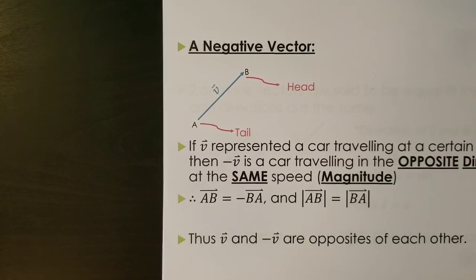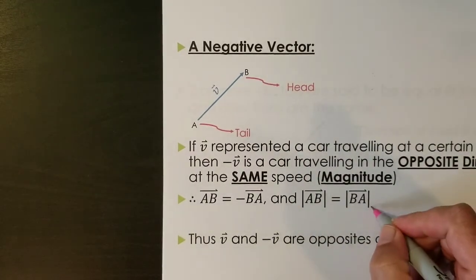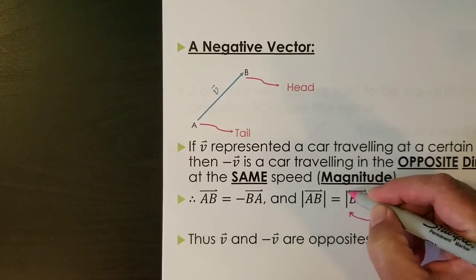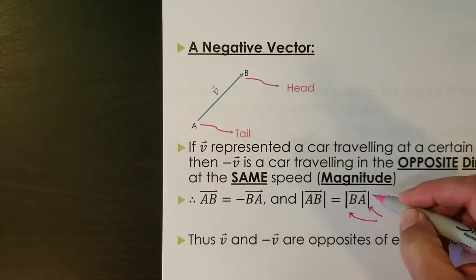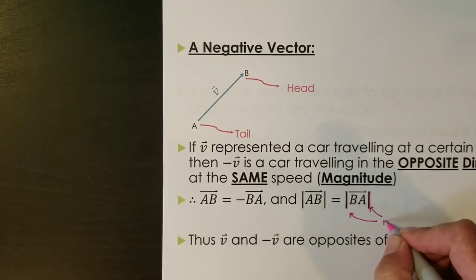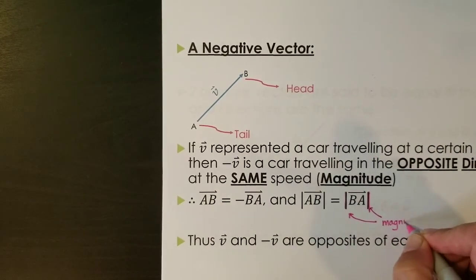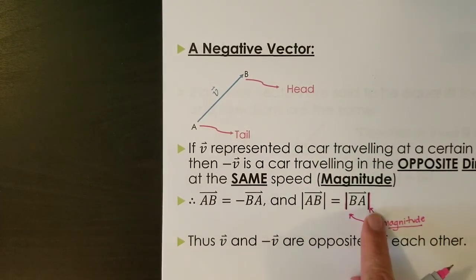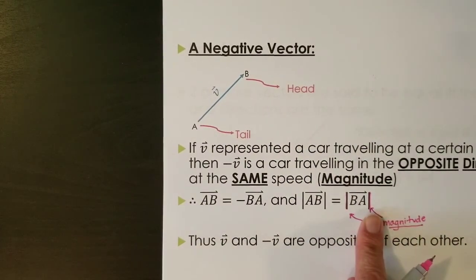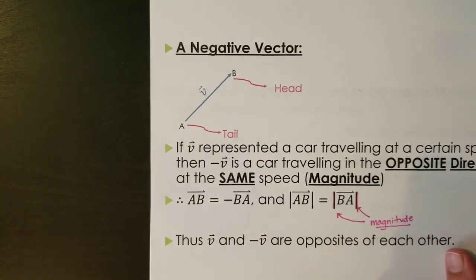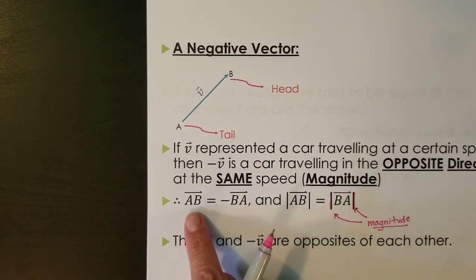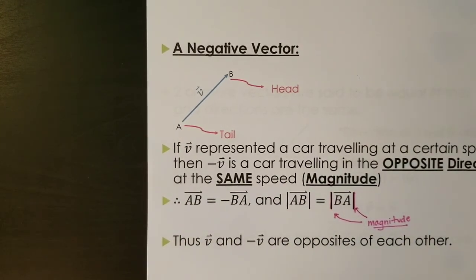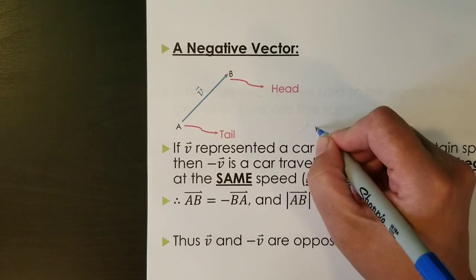This is an important notation here. These vertical bars indicate the magnitude of a vector. So that's what those up and down bars around a vector variable mean. It means that you're just talking about the magnitude. So vector AB is equal to negative BA. That shows that those vectors are negatives of each other.